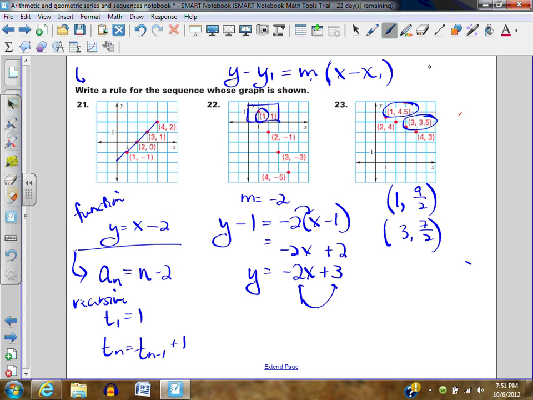So let's take my changes in y first. I like to do it the same way each time. 9/2 minus 7/2 is 2/2, which is 1. And then 1 minus 3 is -2. So my slope is -1/2.